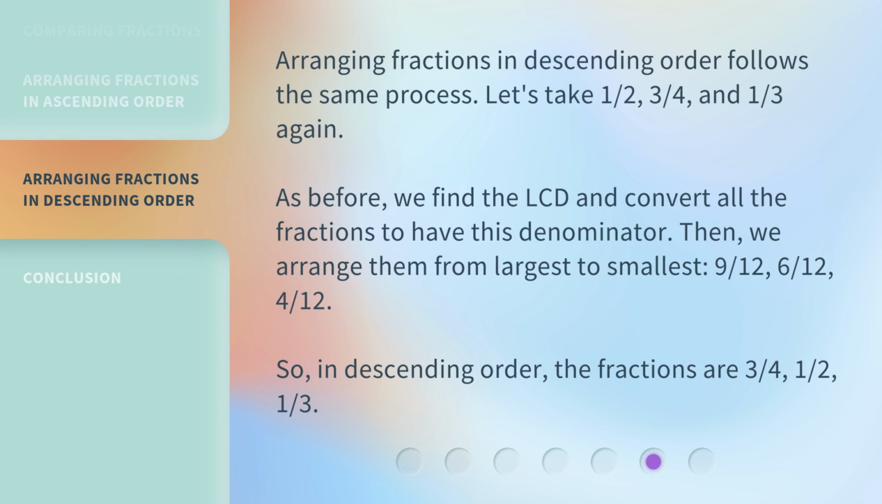Arranging fractions in descending order follows the same process. Let's take 1/2, 3/4, and 1/3 again. As before, we find the LCD and convert all the fractions to have this denominator. Then, we arrange them from largest to smallest: 9/12, 6/12, 4/12. So, in descending order, the fractions are 3/4, 1/2, 1/3.